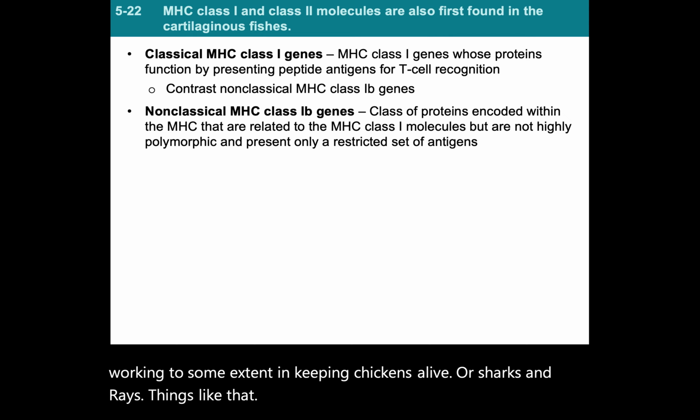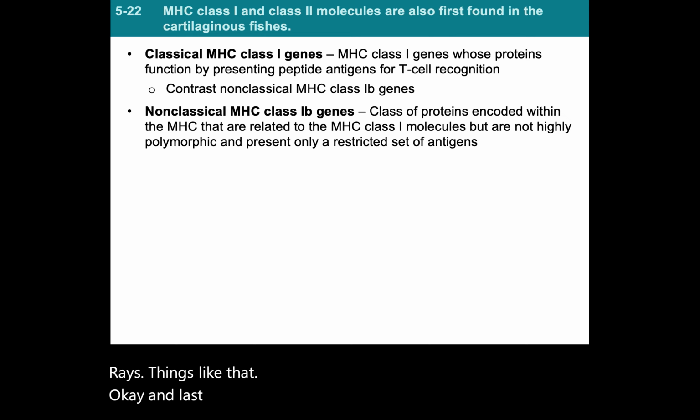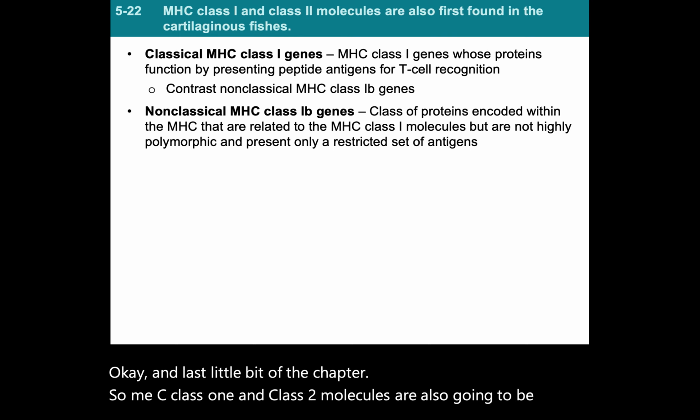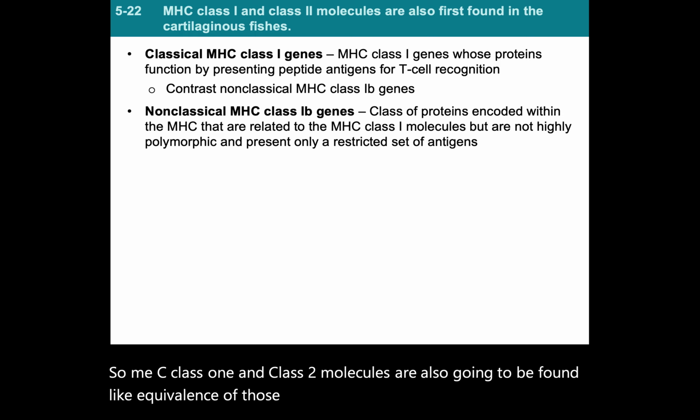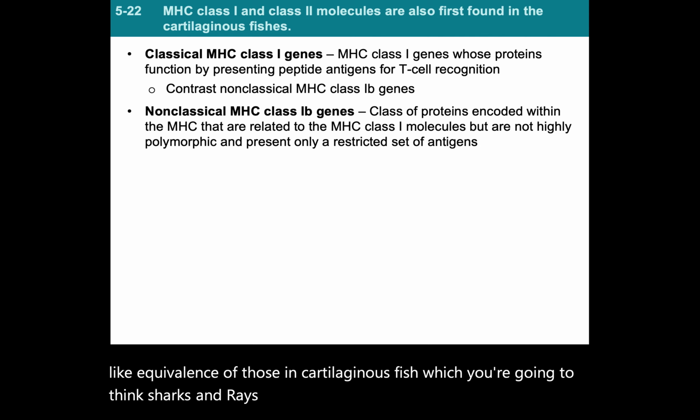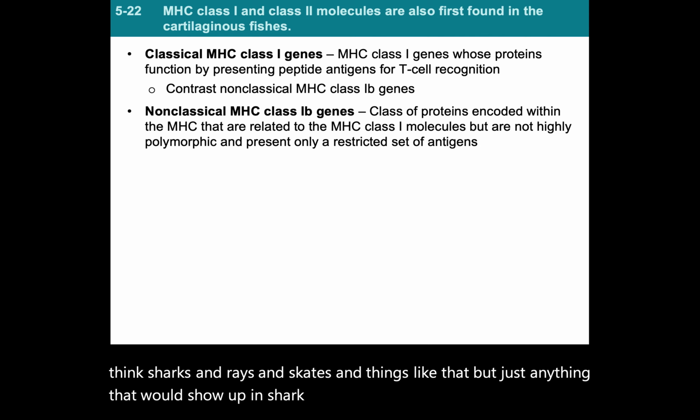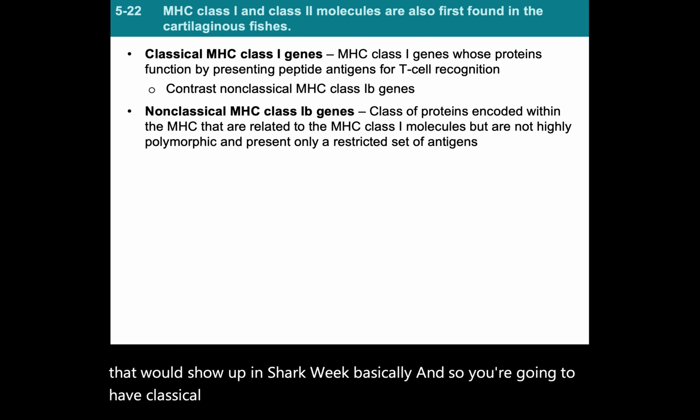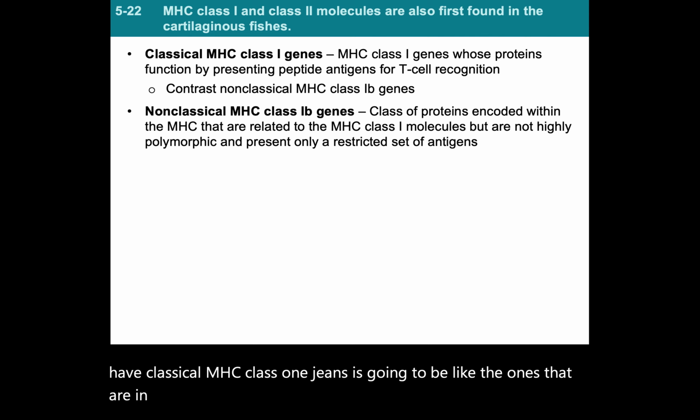Okay, and last little bit of the chapter. So MHC class 1 and class 2 molecules are also going to be found, like equivalents of those in cartilaginous fish, which you're going to think sharks and rays and skates and things like that. But just anything that would show up in Shark Week, basically. And so you're going to have classical MHC class 1 genes. These are going to be like the ones that are in humans. And they're going to work for T cell recognition.